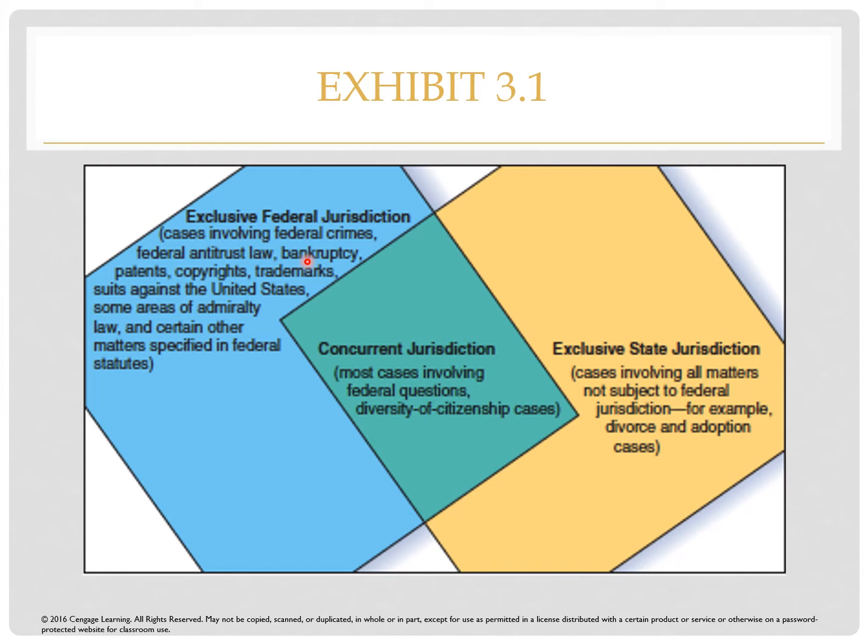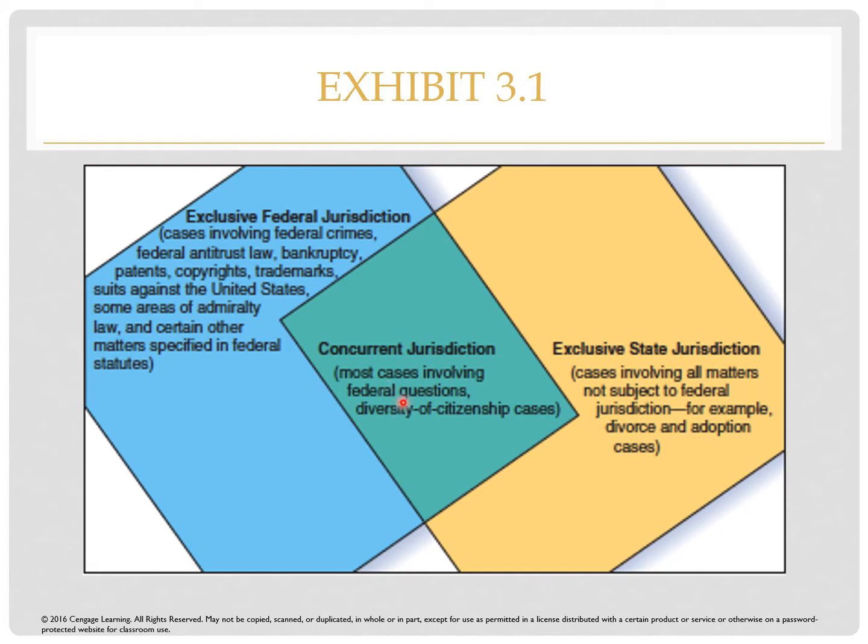All of these are exclusively federal, which means you cannot hear these cases in state court. So the green is the overlap, concurrent jurisdiction. This might be something that is otherwise exclusively state, but it has a constitutional question added to it. Well, a single federal question makes that a case for concurrent jurisdiction.